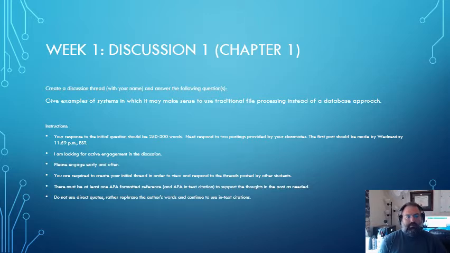The second thing that is due this week is discussion number 1 for chapter 1. You're asked to give examples of systems in which it may make sense to use traditional file processing instead of a database approach. You're asked to do so in 250 to 300 words. Also, be sure that you respond to your classmates. Your initial post is to be done by Wednesday at midnight Eastern Time. And make sure that you're engaging actively in the discussions. That's the purpose of those, to simulate the conversations that would normally happen in an on-ground classroom.